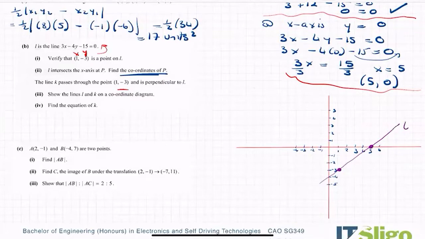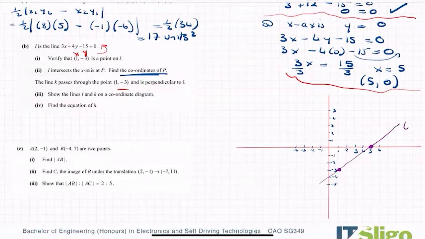Okay, then to draw the line K, I have a couple of options. I could find where it cuts through the x-axis, just like I did with L. I could find where it cuts through the y-axis, and you do that by letting the x-coordinate equal 0. It's always the opposite coordinate. But I don't need to, because they've told me that the line K passes through the point (1, -3). Okay, so the line K also passes through this point, and it's perpendicular.